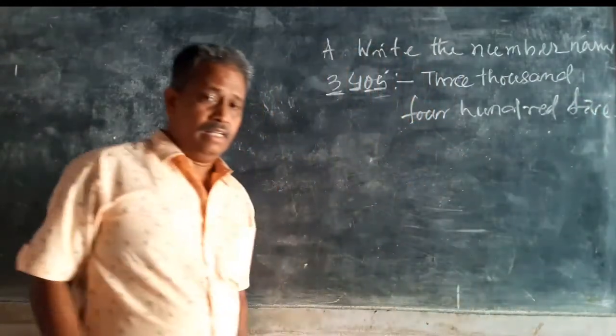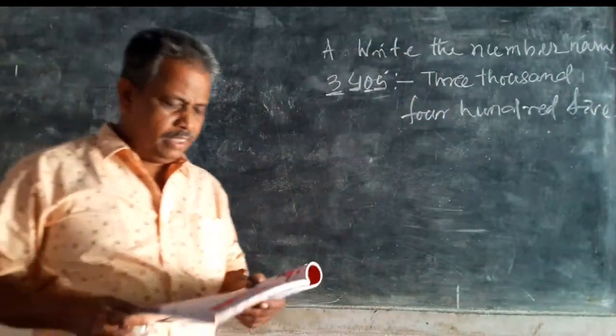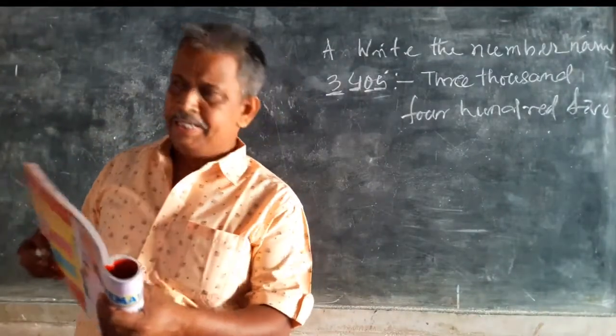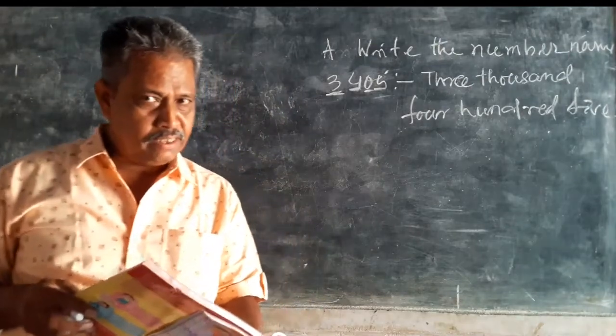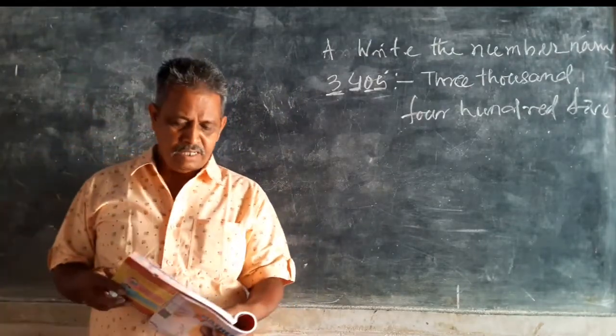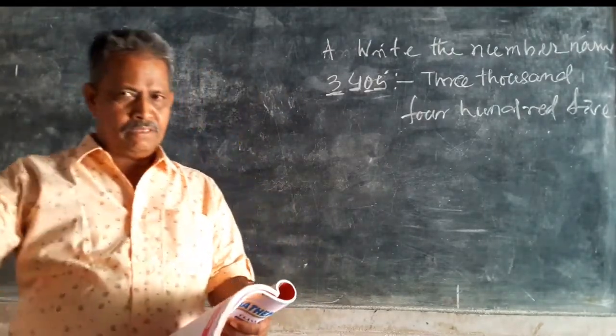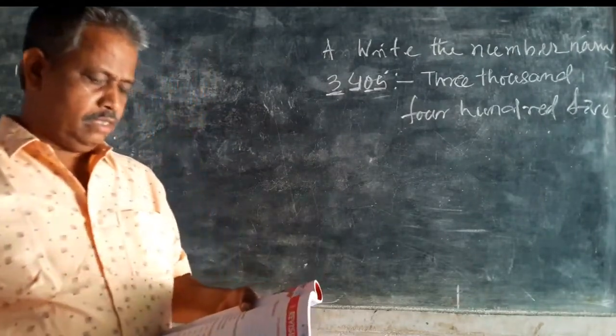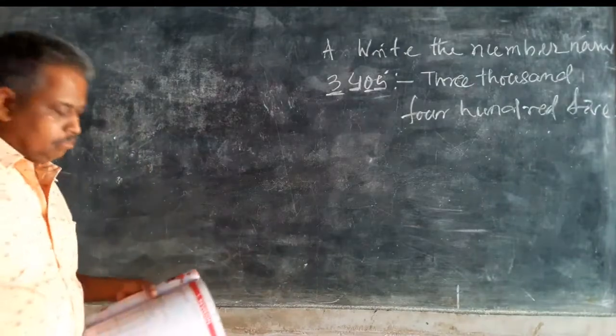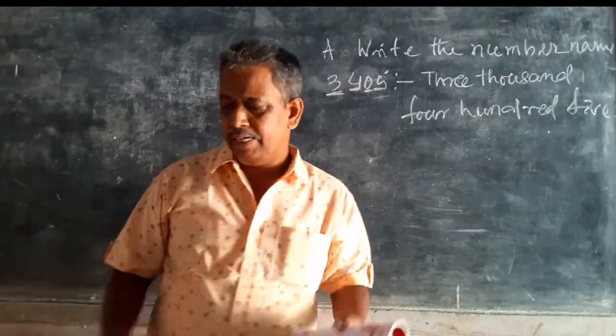Okay, we will write 3405, like that. You see the next number, 8007. That means 8007. Likewise, all the problems, you do the rest of the problems. Okay, now we will do the next question.